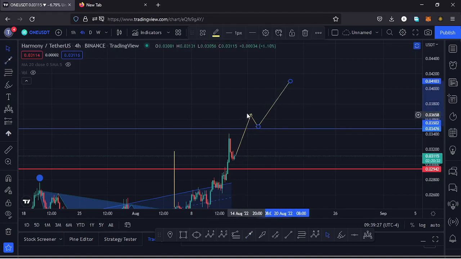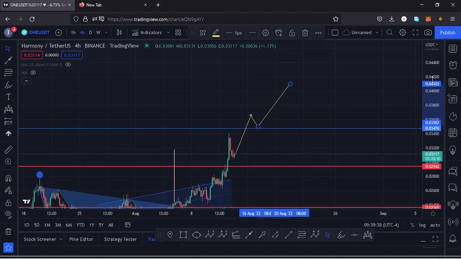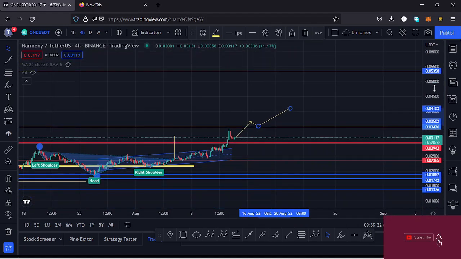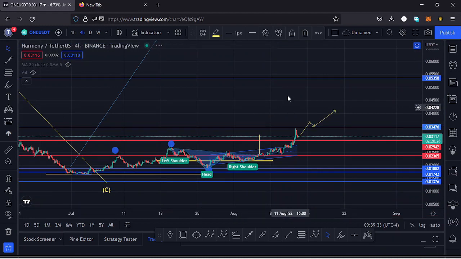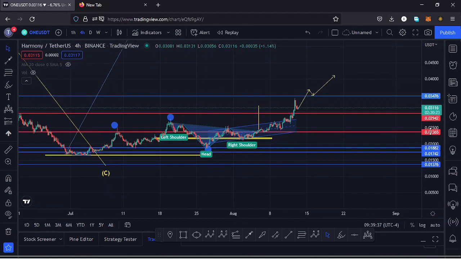And once we manage to break above that key area of resistance, then we can start drawing a target area for that breakout to the upper side. So let's be patient and see how that plays out.